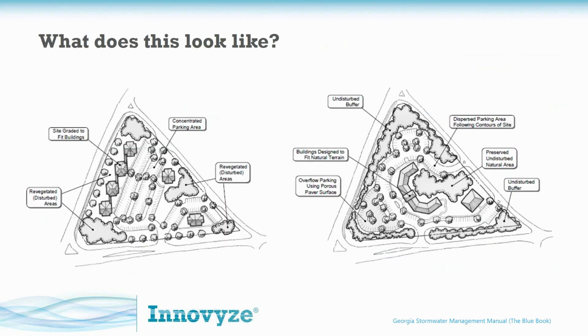Similarly here for commercial, great, we can go in and just put the big parking lot in the middle and clear the land and plant a couple trees. Or on the right, we can really work with the natural site, keep as much existing foliage as possible, and have that parking lot move around the facility.